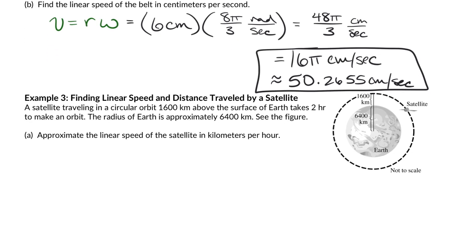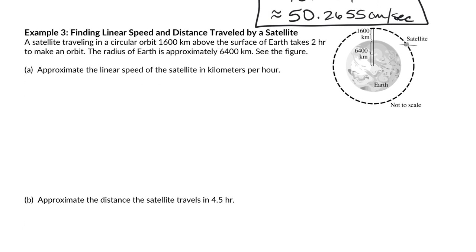Last example for today. Example 3, finding linear speed and distance traveled by a satellite. So let's say we're measuring a satellite. It says the satellite is traveling in a circular orbit 1,600 kilometers above the surface of the Earth, and it takes 2 hours to make a full orbit, which is crazy fast. The radius of the Earth is approximately 6,400 kilometers. We have a figure here, so just to be sure you understand, the radius of the Earth, 6,400. The satellite is 1,600 kilometers beyond that. So question, what is the radius of the actual satellite compared to the Earth's core?